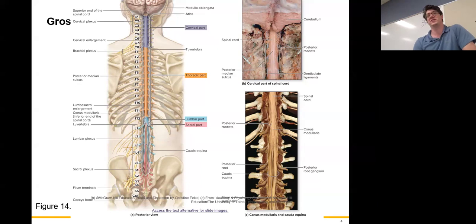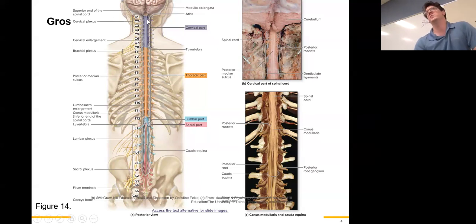Now we have 31 pairs of these spinal nerves. That means we have 31 different paired places where these nerves exit those intervertebral foramina. And we're going to count those based off of their regions the same way that we would vertebrae. So we're going to have 8 exits in the cervical region. So C1 to C8, T1 to T12, L1 through L5, and then S1 for sacral all the way down through S5. And then we're going to have a coccygeal nerve. Okay. So those are all of these spinal nerves that are going to exit.